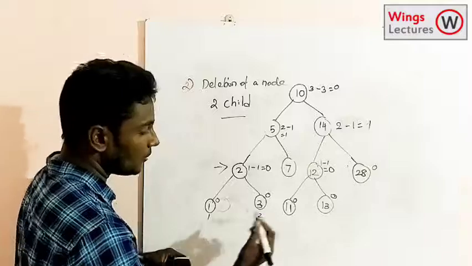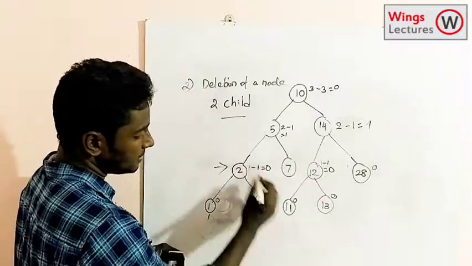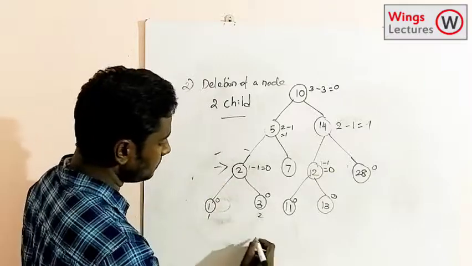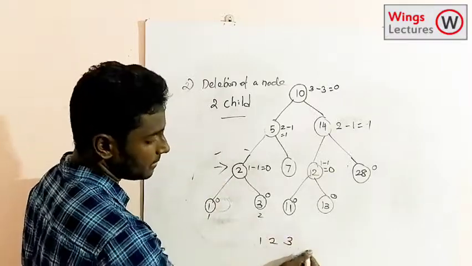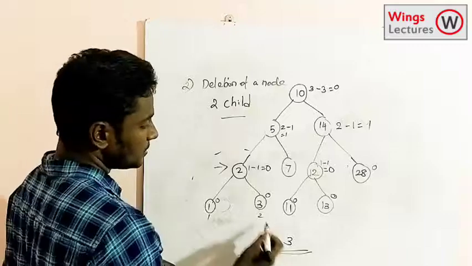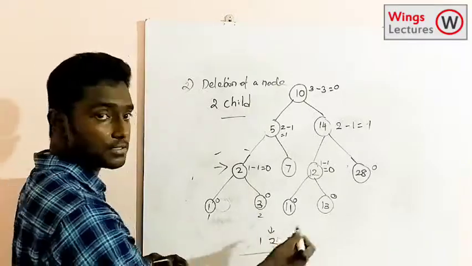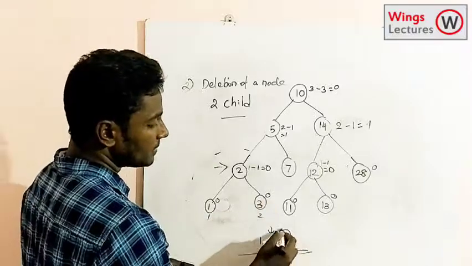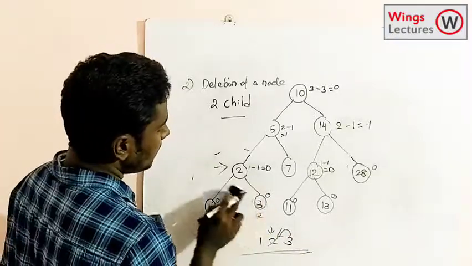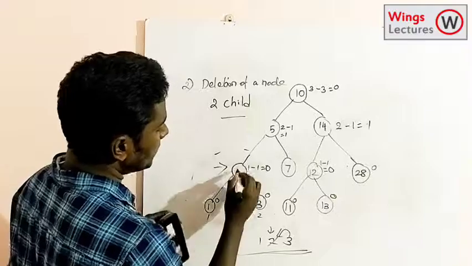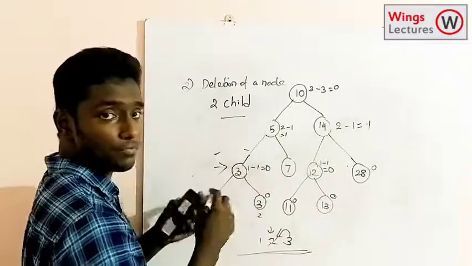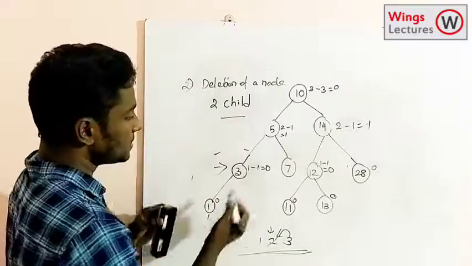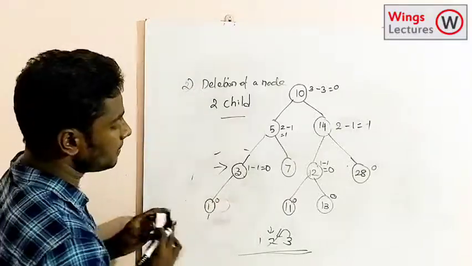So how are we going to check the in order successor? Just write the elements which are present in that particular area, 1, 2, 3, in incremental order. So the current node is 2, the in order successor of that particular node is 3. So you have to replace 2 by 3, okay? So here I am going to replace 2 by 3 after deletion of element 2, and then you can make that position empty.